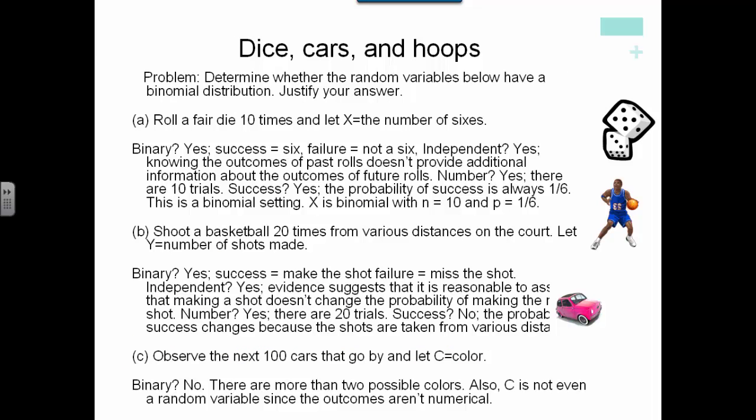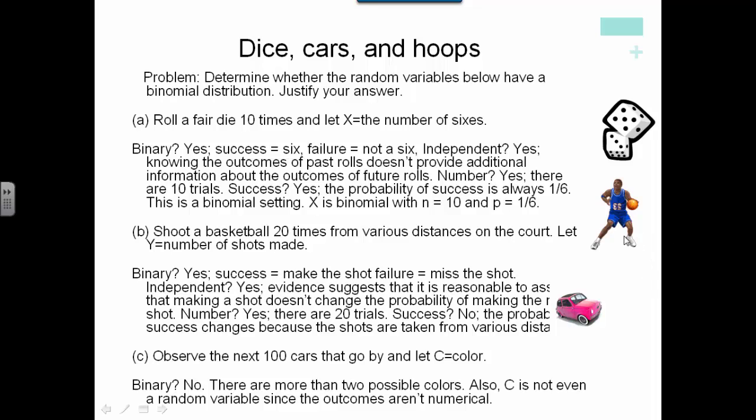Determine whether random variables have a binomial distribution. Roll a fair die 10 times, and let X equal the number of sixes. Binary? Yes. Independent? Yes. Number? Yes, 10 trials. Success? Yes. The probability of success is always 1 over 6.